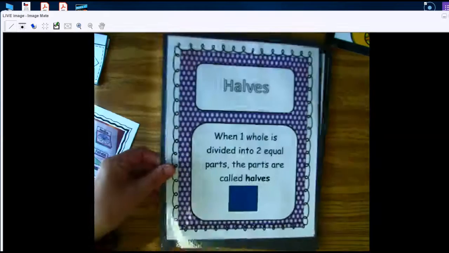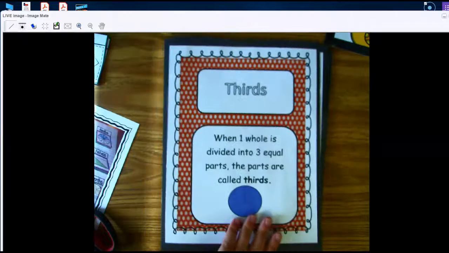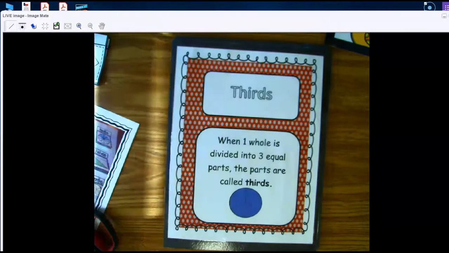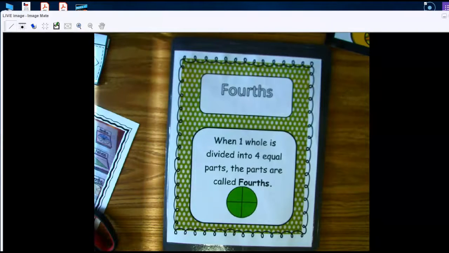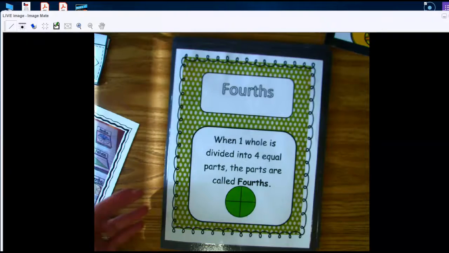So one of the fractions we'll talk about is halves. When one whole is divided into 2 equal parts, the parts are called halves. When one whole is divided into 3 equal parts, the parts are called thirds. And when one whole is divided into 4 equal parts, the parts are called fourths. So you've learned up to fourths, but now we're going to learn all the other numbers that come in fractions, or a lot of them anyway. And we're going to put them in our journal to help us.